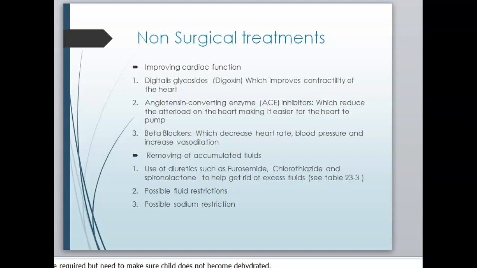They also remove accumulated fluids using diuretics such as furosemide, chlorothiazide, and spironolactone to get rid of excess fluids. In your book, see Table 23.3, and it will give more specifics on those particular diuretics. We also might have the children on possible fluid restrictions and possible sodium restrictions.